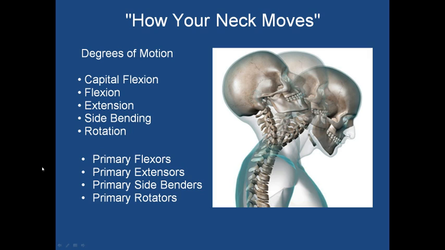When you bend your head forward, or flex it, there are actually two parts there. There's capital flexion, which is your upper neck bending, and then you have flexion, which is the rest of the lower cervical spine bending. That would be as if you were bringing your chin down towards your chest. Extension is when you bend back and look up towards the ceiling. Side bending is the motion of bringing your ear down towards your shoulder, going either left or right. And then rotation, obviously, is turning your head to look over your left shoulder or your right shoulder.